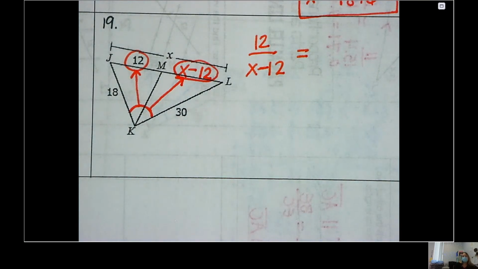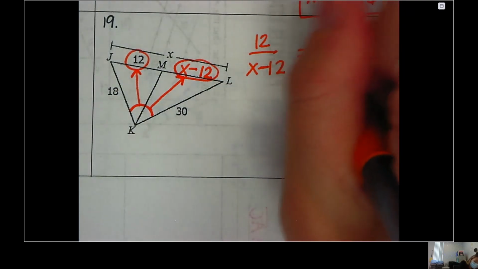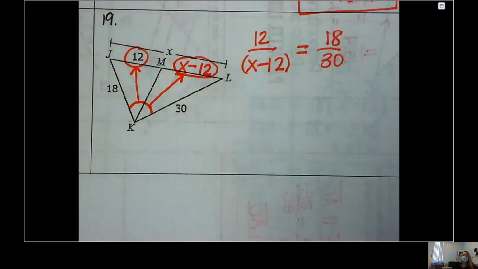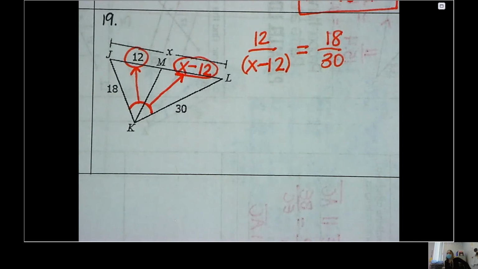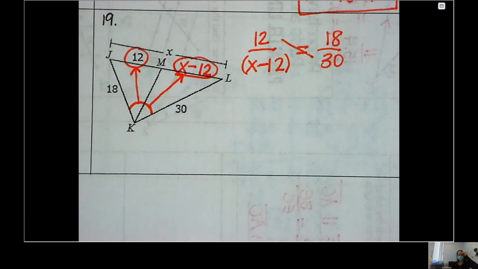So which one should go on top? Good. 18 over 30. And now it's just, again, algebra. But you do have an equation, so I should put it in parentheses. And I'm going to cross multiply. So what is 12 times 30? Come on, Mr. Masso. What is it? 360.